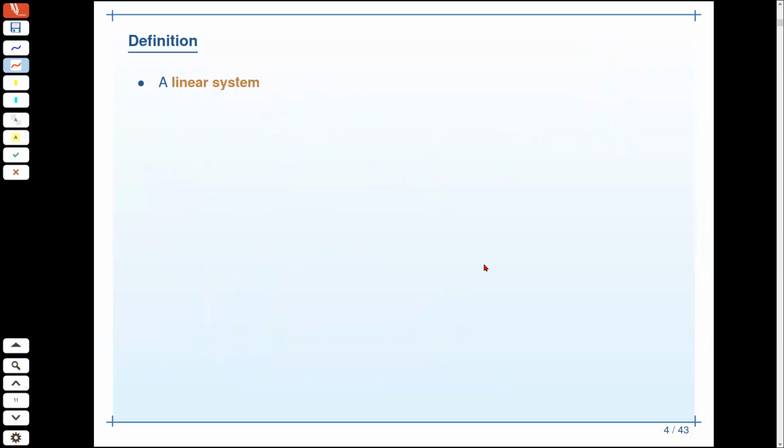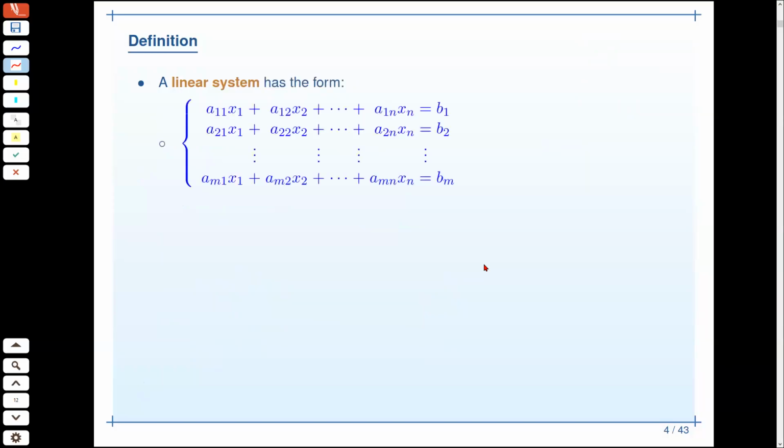Okay, now what happens to a linear system? A linear system is just a collection of linear functions which has the following form, which I copy from chapter 1. So we have m equations in n variables, where the a_ij and b_i are constants, and x1, x2, ..., xn are the variables.